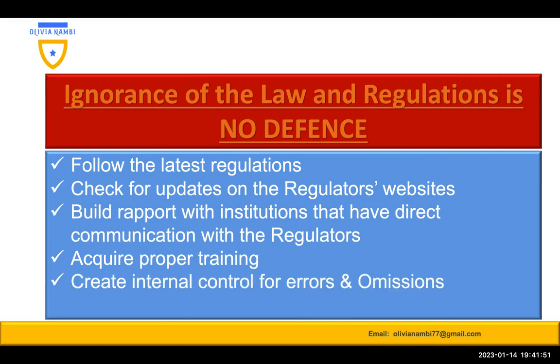Also, create internal control for errors and omissions. For shippers, this can be done by carrying out pre-checks. Make sure that among your standard operating procedures, you have one where employees cannot give out dangerous goods shipments unless a colleague has subjected them to a pre-check.